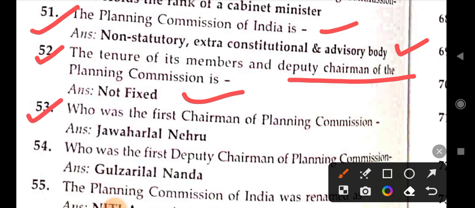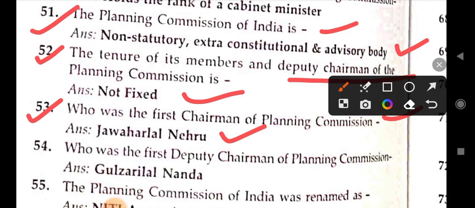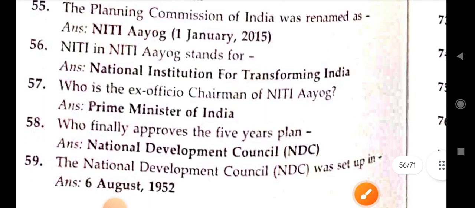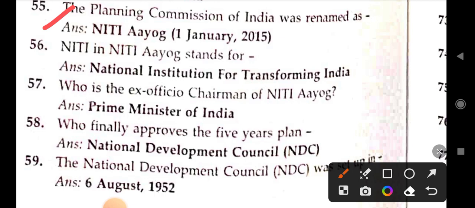Who was the first chairman of the Planning Commission? Jawaharlal Nehru. Next, who was the first deputy chairman of the Planning Commission? Gulzarilal Nanda. The Planning Commission of India was renamed as Niti Aayog on 1st January 2015.